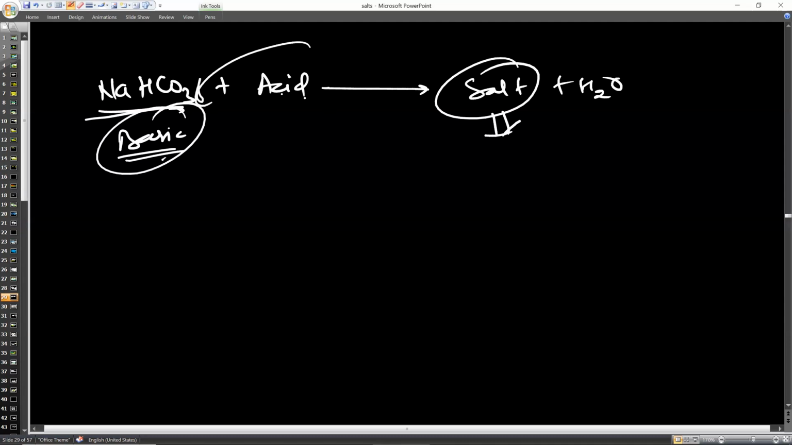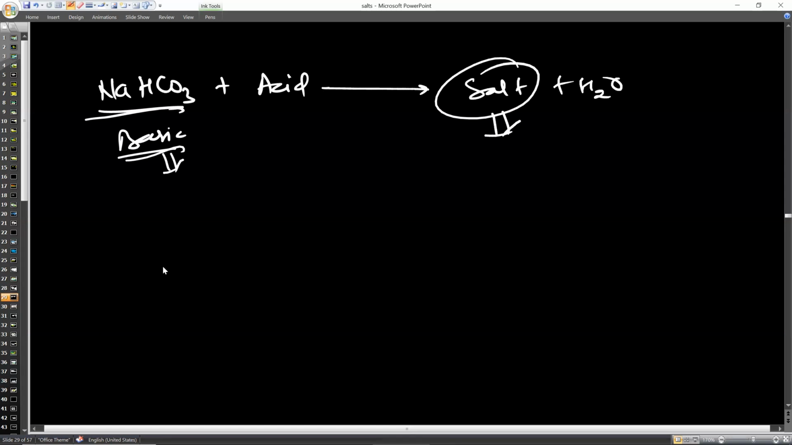So the bitter taste of the baking soda is neutralized by the tartaric acid. Okay, because it is a basic salt. Because it is a basic salt. Understood?